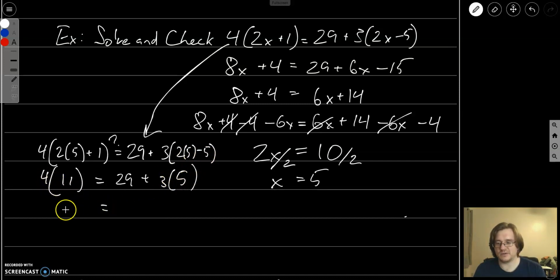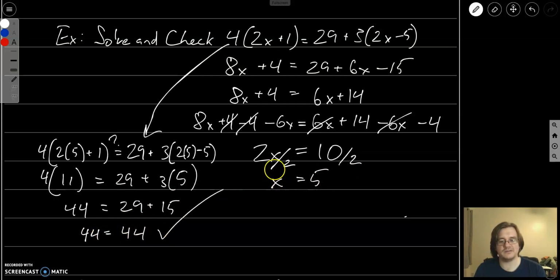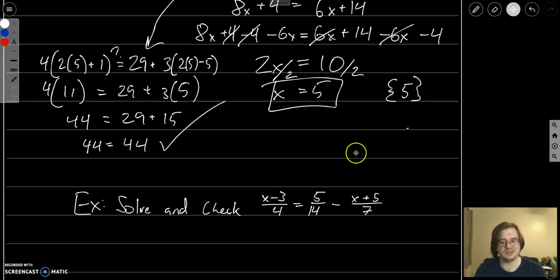On the left-hand side, 4 times 11 is 44. 29 plus 15. Oh, it all looks good. 44 is in fact equal to 44. 5 is the correct answer. So the solution set is just the number 5. It's the only solution to this.